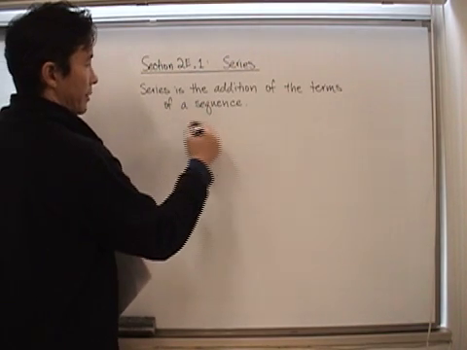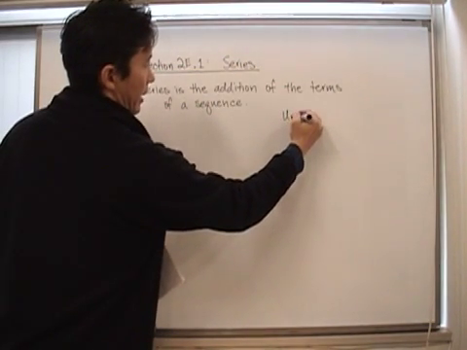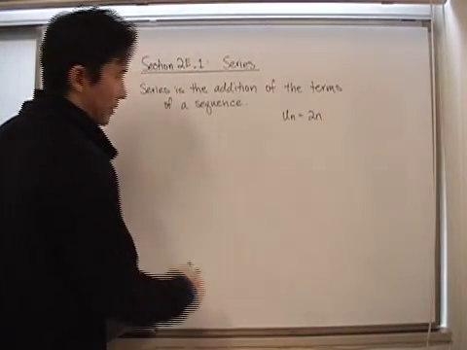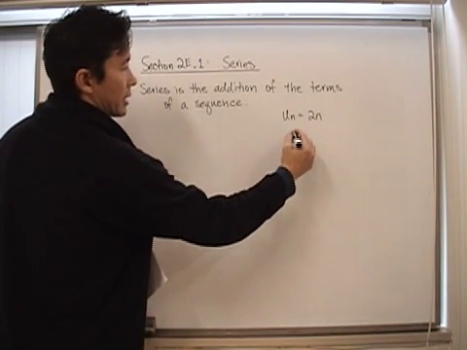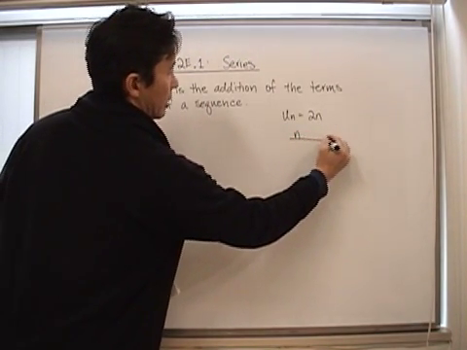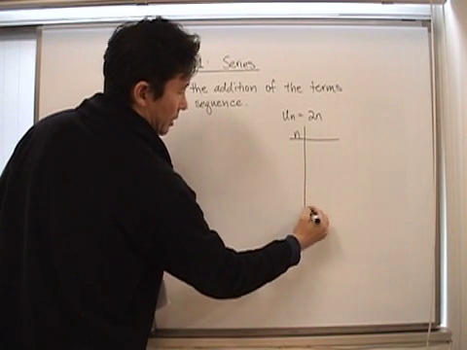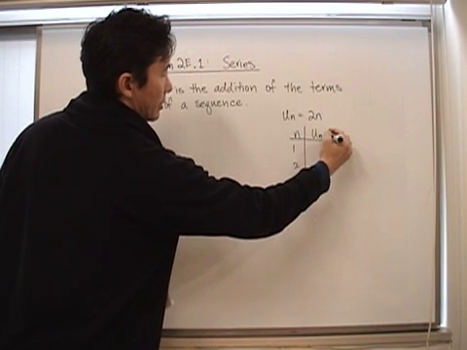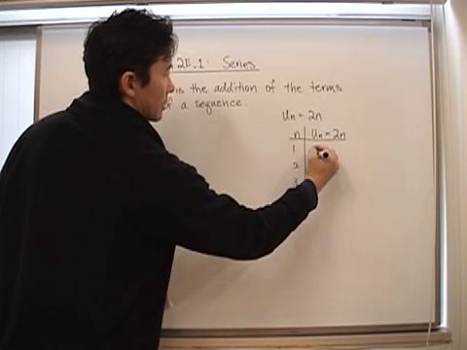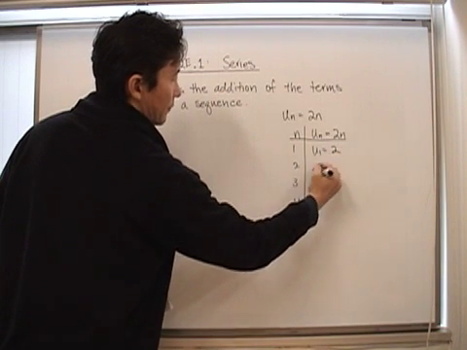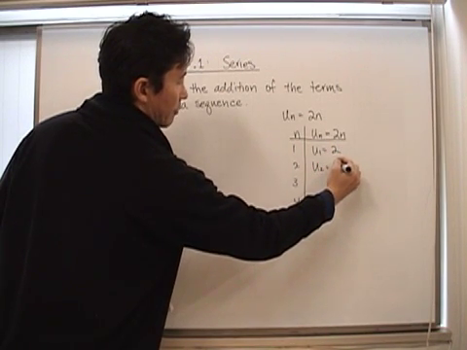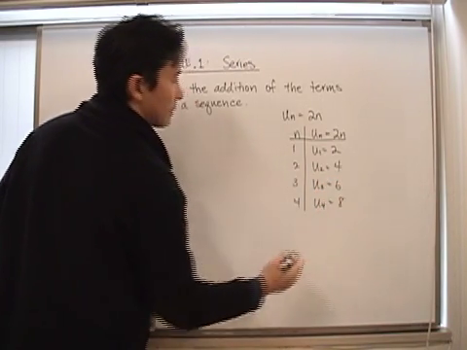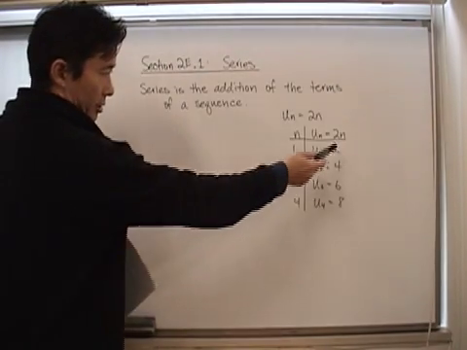So let's just say, for example, that we have a sequence u sub n is equal to 2n. Now, if I was to talk about the terms of this sequence, I can let n be equal to, say for example, 1, 2, 3, and 4. Then u sub n, which we know is equal to 2n, is going to be: u sub 1 is equal to 2, u sub 2 is equal to 4, u sub 3 is equal to 6, and u sub 4 is equal to 8. Now, those are the terms of the sequence.